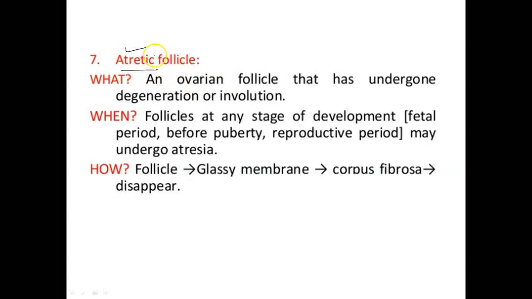What are atretic follicles? The follicles which do not form the egg, secondary oocyte, they undergo degeneration, and these are known as atretic follicles. It can occur at any stage of the development, before puberty or during the reproductive period, the time period where the child attains sexual maturity, that is puberty. And these ovarian follicles first form the glassy membrane, then the fibrosa layer is formed, and then they disappear. So atretic follicles are the follicles which undergo degeneration.